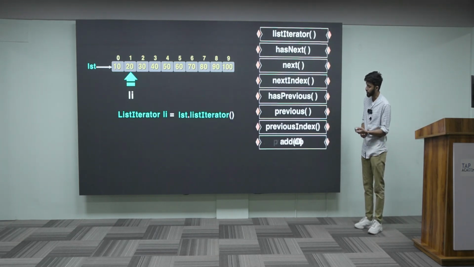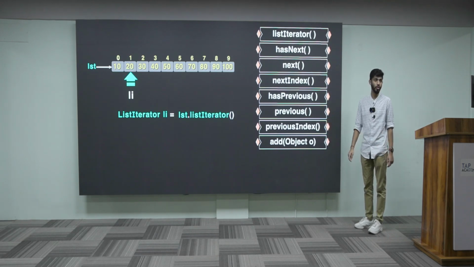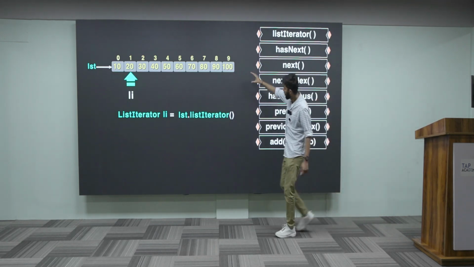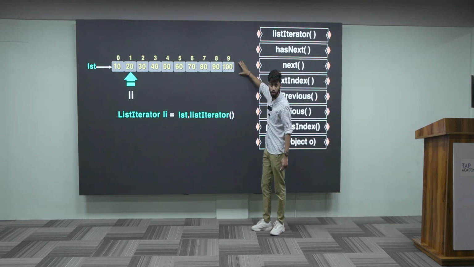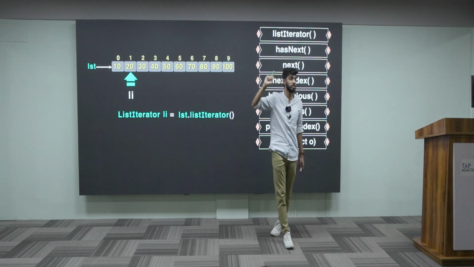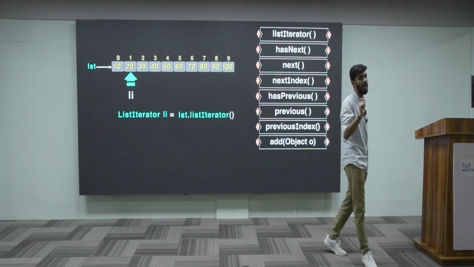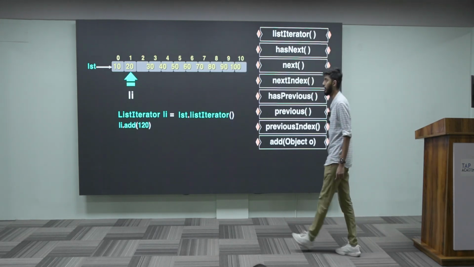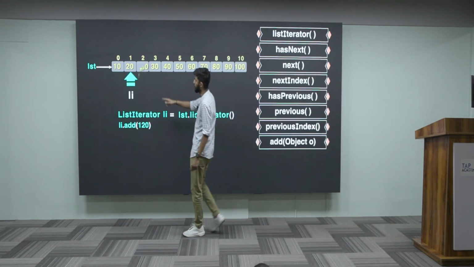So one method that we have over here is add. What does it do? It adds one element. Where does it add the element? Does it add over here? No, it will add where your cursor is. So if you say Li dot add 120, it will add the element over here. So 120 gets added over here.